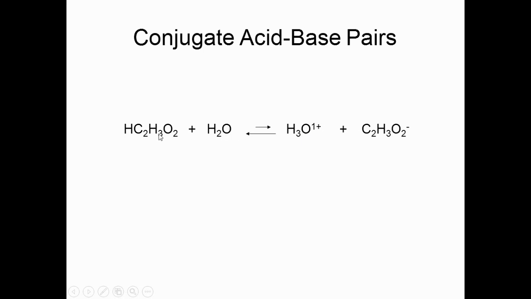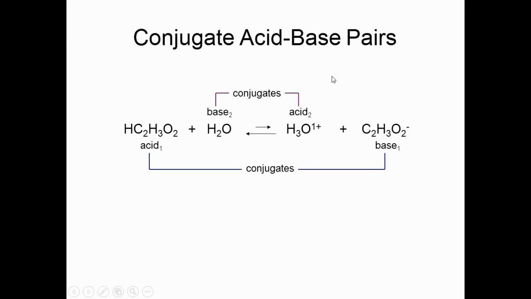So therefore, the acetic acid is the acid, the water is acting as a base, and the acetic acid donated a proton, so what it became is going to be its conjugate base, and the water, because it accepted a proton, what it becomes is its conjugate acid. So if we were to link these guys together, the acetic acid and the acetate ion are conjugate acid-base pairs, and the water and the hydronium ion are acid-base pairs. I hope this is making some sense to you.